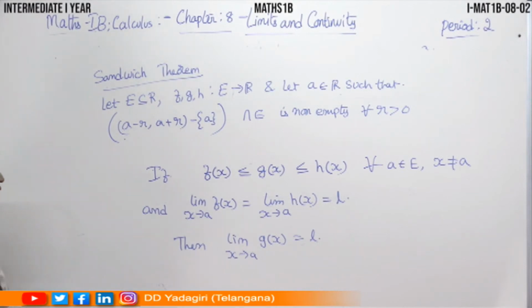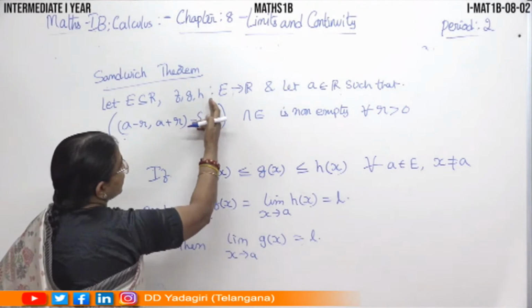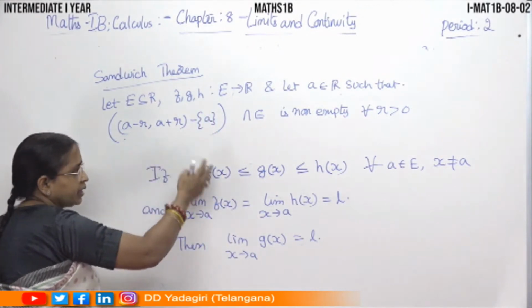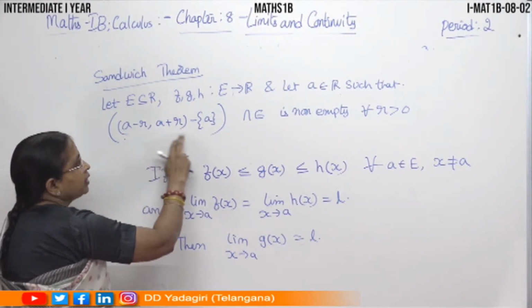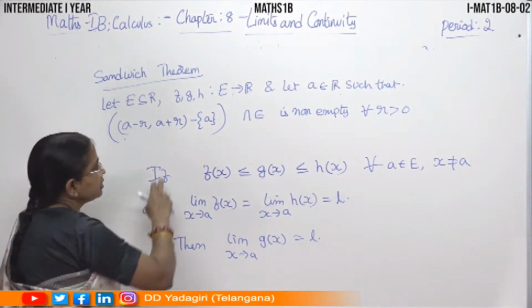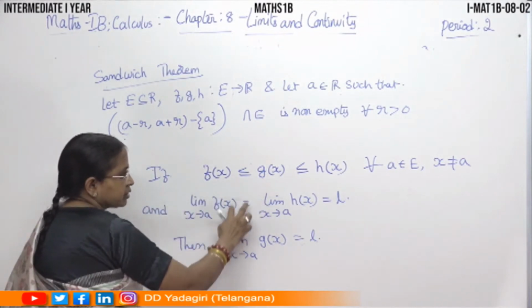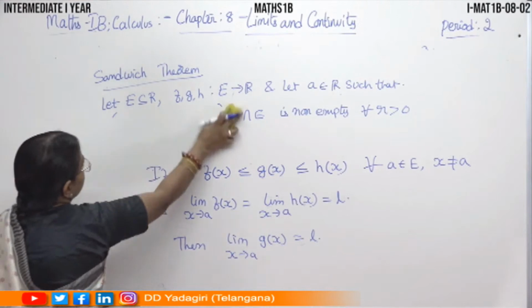So you can just learn at least this part. You can write in words: f, g, h are 3 real functions defined in the deleted neighborhood of A. Then you can just write this. This is the sandwich theorem. Now we'll do the problems.